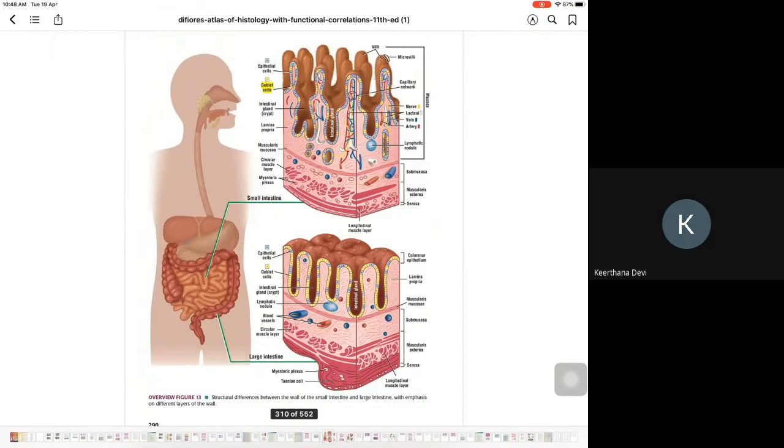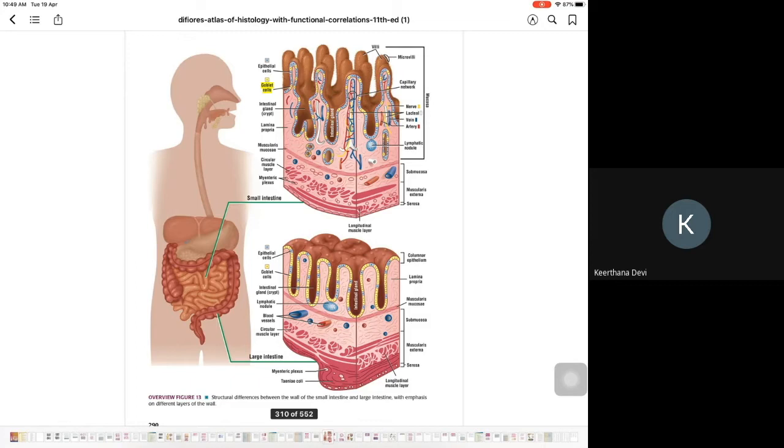Figure 13, structural differences between the wall of the small intestine and large intestine, with emphasis on the different layers of the wall. On the right side: mucosa, submucosa, muscularis externa and serosa. Epithelial cells, goblet cells, intestinal gland, crypt, lamina propria, muscularis mucosae, circular muscle layer, myenteric plexus, longitudinal muscle layer, villi, microvilli, capillary network, nerve, lacteal, vein, artery.